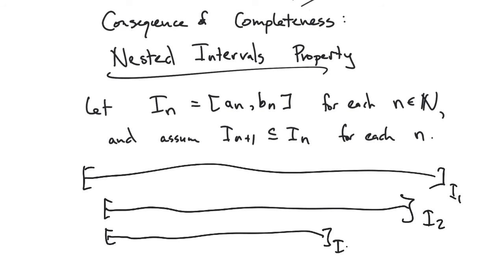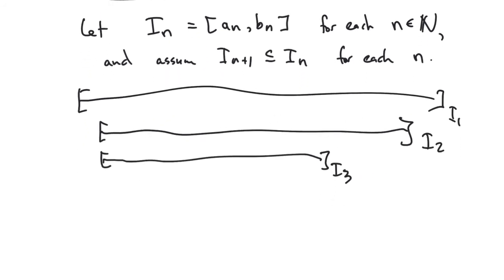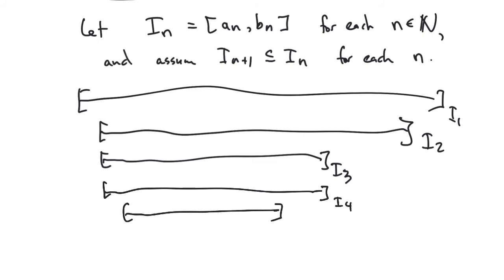Now they may actually match up at one of the endpoints. That's okay. And in fact, they could be entirely equal if you want. But anyway, this is what I mean by a sequence of nested intervals. Each one is inside the previous ones, all right? This is called a sequence of nested intervals.